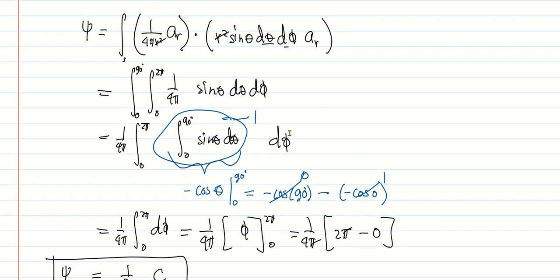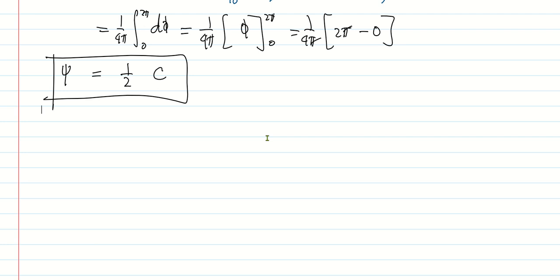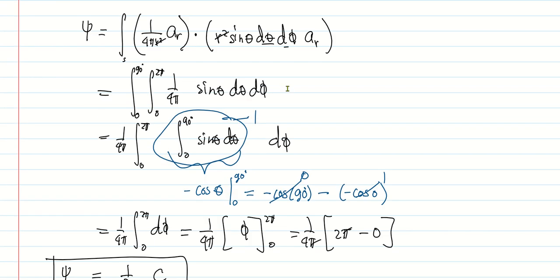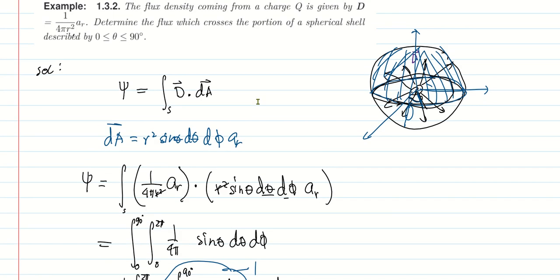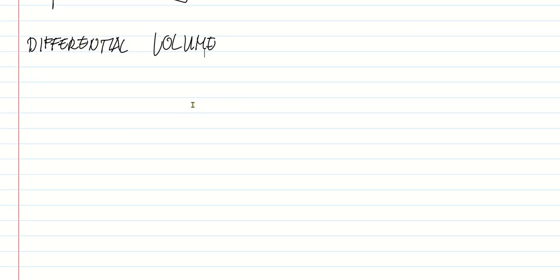For the differential volume, the next one, the only difference between a differential volume and a differential surface area is that the surface area is just a double integration. For a differential volume, we do triple integration.